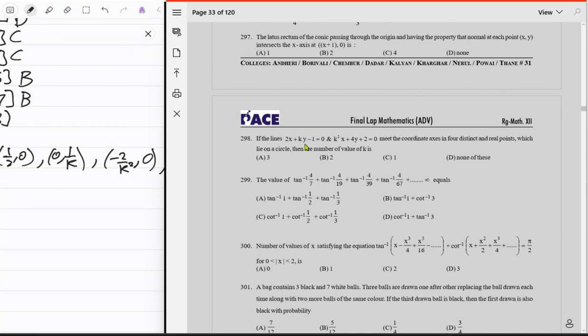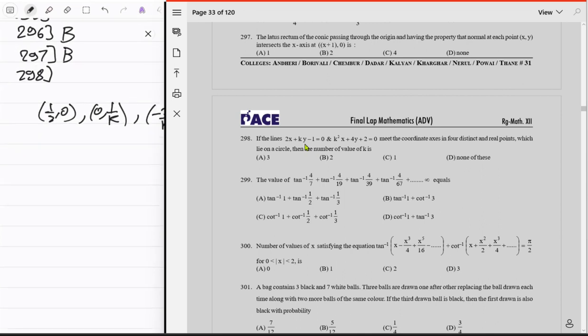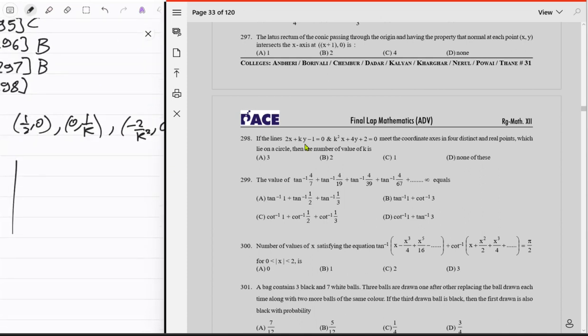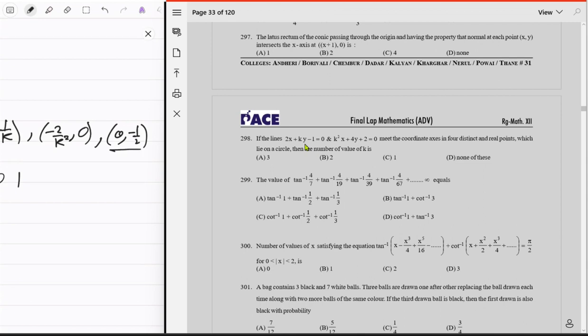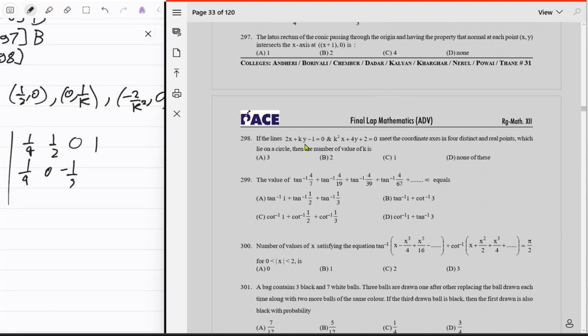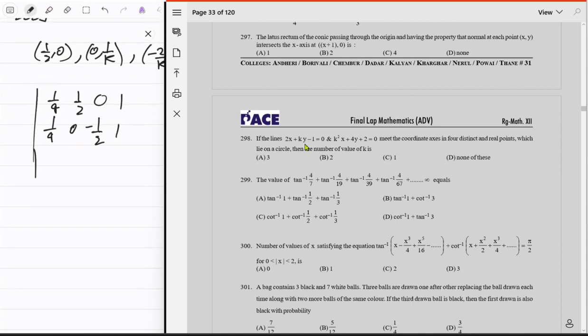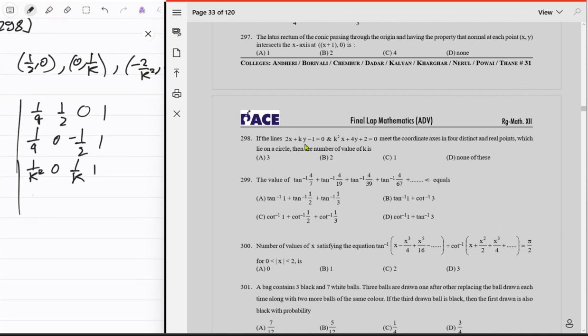So these are 4 points which lie on a circle; find the number of values of k. Once again the same thing as before, the x square plus y square and so on. So x square plus y square will be 1/4, then x value 1/2, y value 0, then 1. Next, 1/4, 0, negative 1/2, 1. Then 1 upon k square, x value 0, then 1 upon k, then 1. And the last one is 4 upon k squared, then negative 2 upon k squared, then 0, and then 1, right?